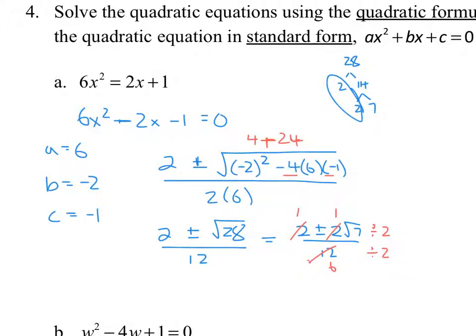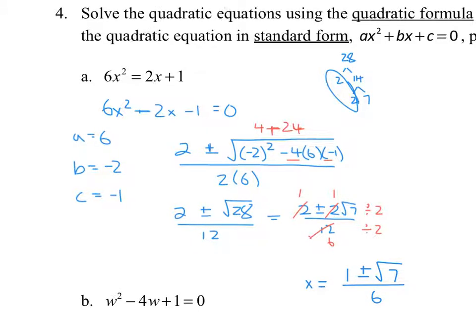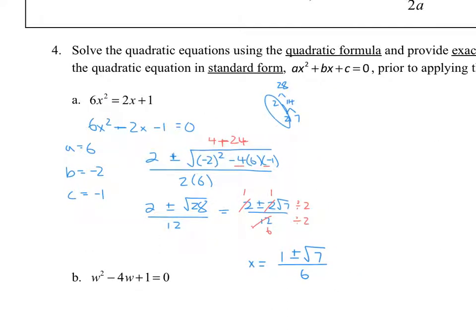And we end up with 1 plus or minus 1 square root of 7. I can just write square root of 7 over 6. And you can just leave your answer like that. Now this does represent 2 answers. It represents x equals 1 plus square root of 7 over 6. And x equals 1 minus square root of 7 over 6. But it's okay to just leave your answer in this form.